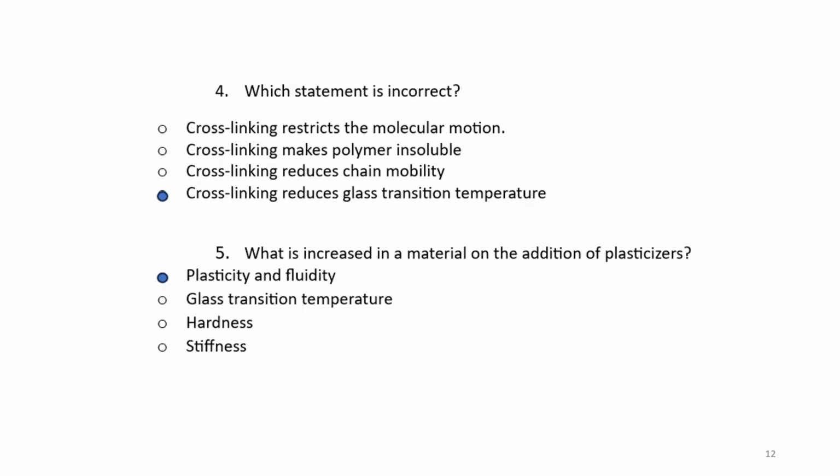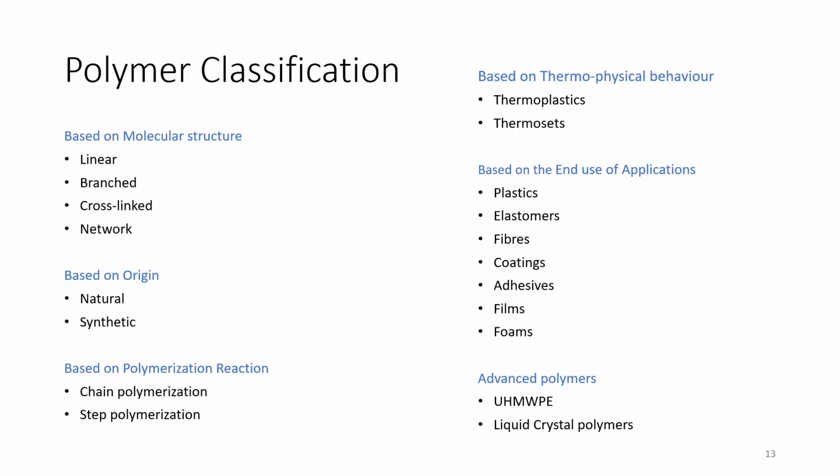But the glass transition temperature will be reducing, because your material is becoming more plastic. So the range of the above region will be increasing. So your glass transition temperature will be depressed. And the hardness will also be reducing, because your material is becoming more tough. Okay, and it's becoming more plastic. And stiffness will also be reducing. Okay, now we'll go through some lecture notes.